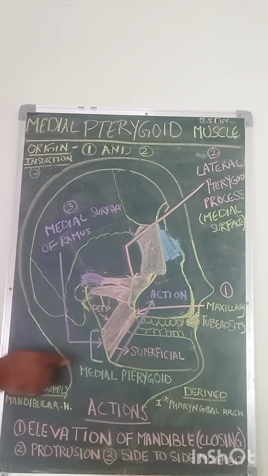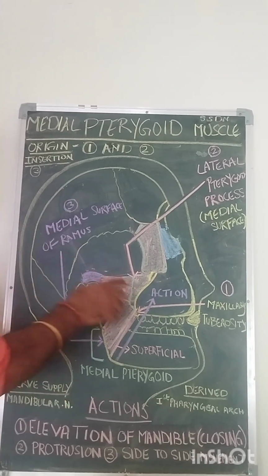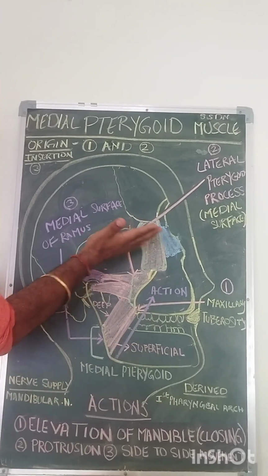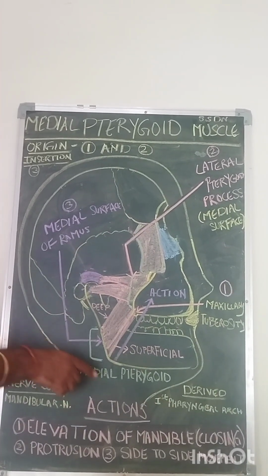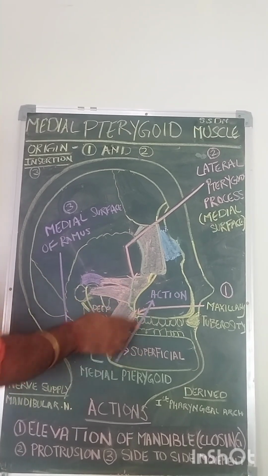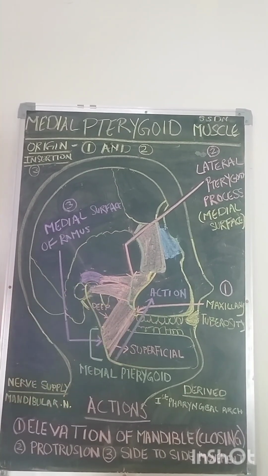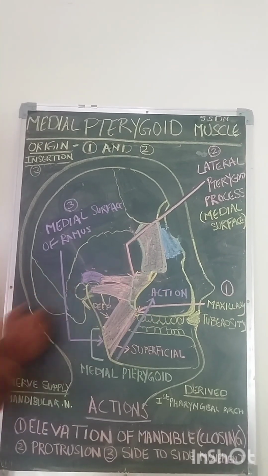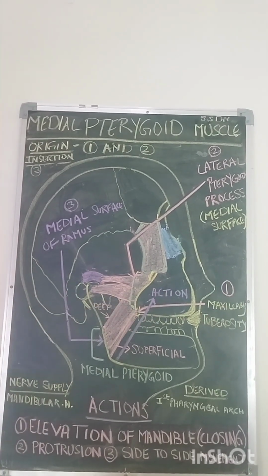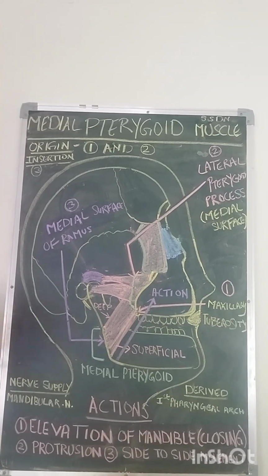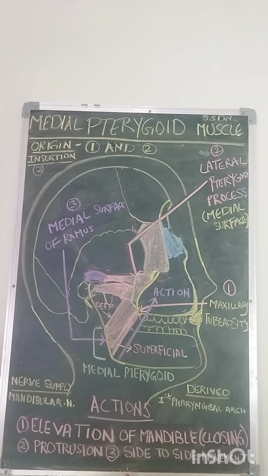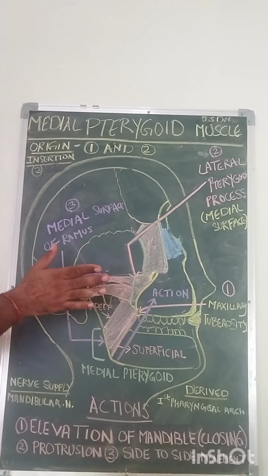Actions of this muscle. We know that origin pulls the insertion. So the first action is the elevation of the mandible or closing of the mouth. Because in action we see that origin pulls the insertion. The second action is the protrusion of the mandible, as we can see from the direction of the origin and insertion. The last is side to side movement in grinding, which is similar to lateral pterygoid, because this muscle also runs downwards, backwards and laterally.